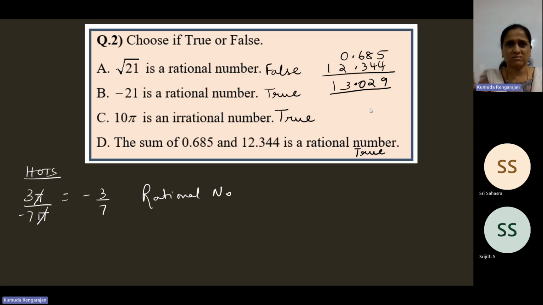Yeah, correct. Where do you write what? I've not written reason anywhere, no? Nothing. I said write the statement also, I said. Make a note of the question. 3 pi by minus 7 pi is 3 by 7, and it's rational. See, you didn't note that? Note.